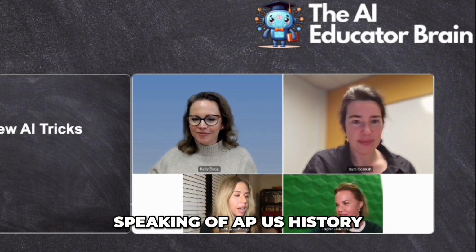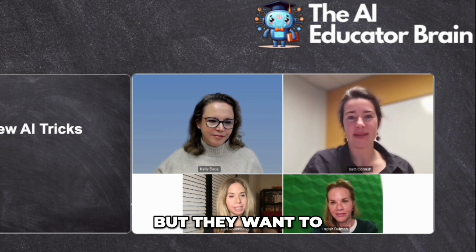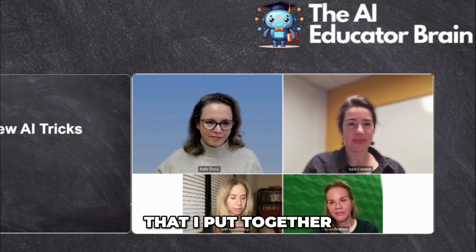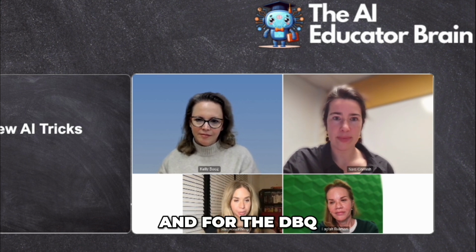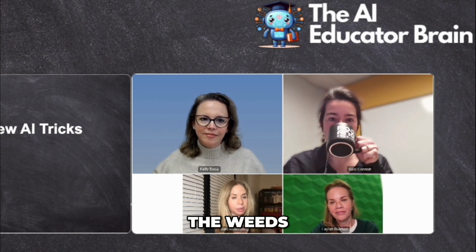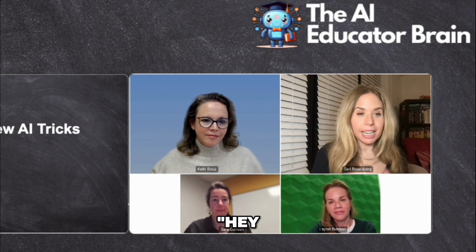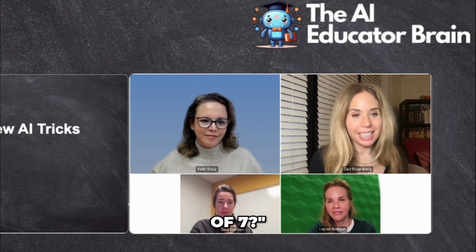Speaking of AP US history, I'm always looking for sample essays, and sometimes kids, I take their names off their essays, but they want to know whose it is, and it gets distracting. So something I put together last week that I'm going to share with my students soon is I fed in the rubric for the long essay question and for the DBQ. I put in the LEQ question and then said, hey, here's the rubric. Can you write me a 7 out of 7, a 5 out of 7, and a 3 out of 7? And it did. And it was so awesome.